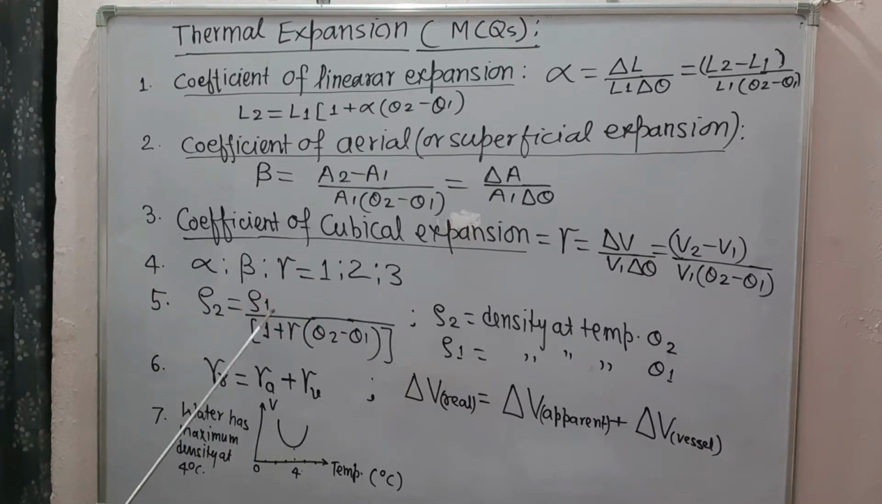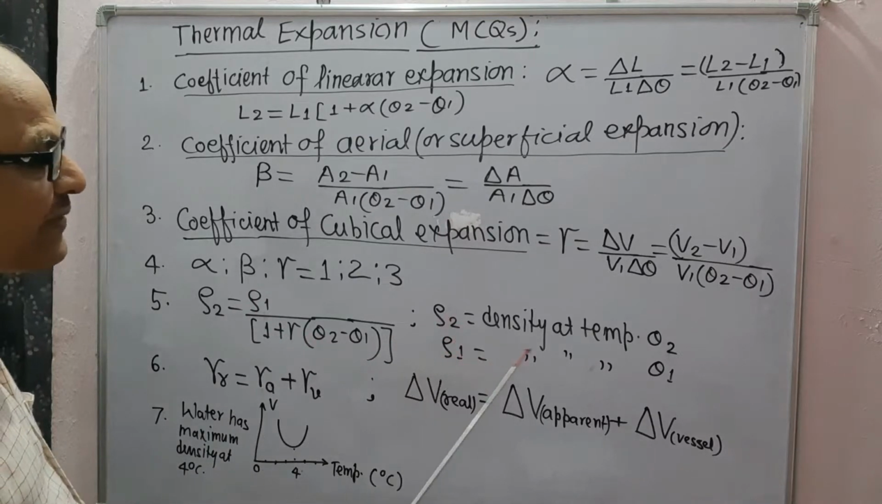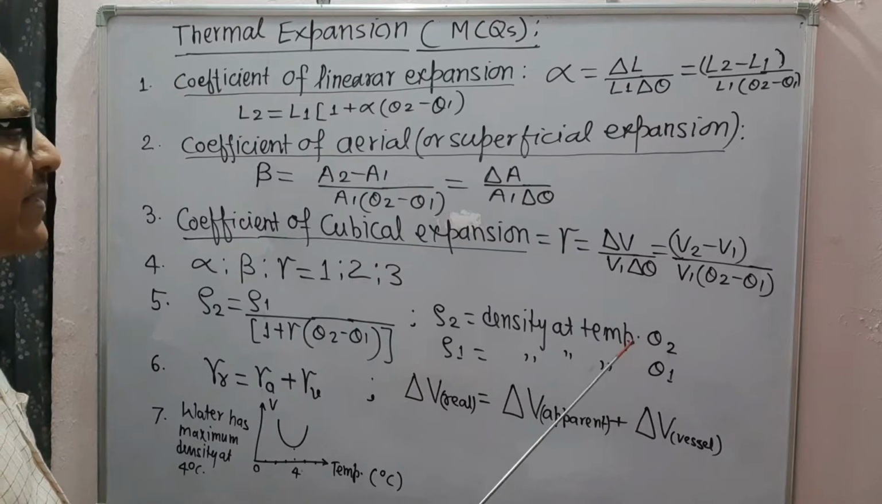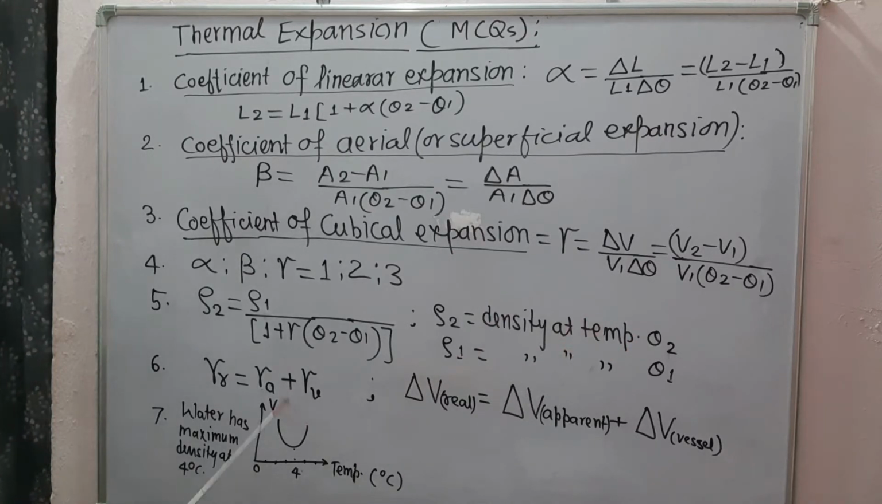Now, this is the variation of density with temperature. Rho2 is equal to rho1 upon 1 plus gamma (theta 2 minus theta 1), where rho1 is the density of the substance at temperature theta 1 and rho2 is the density of the substance at theta 2.